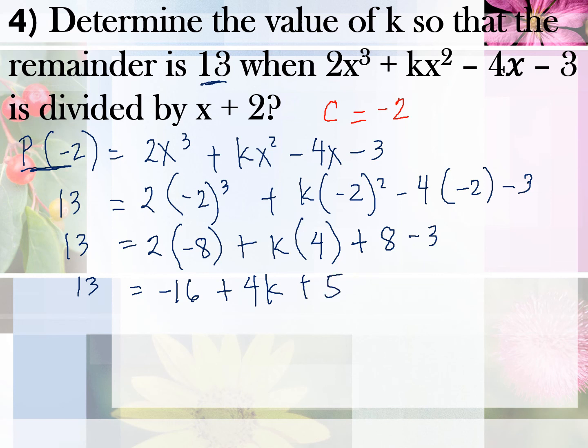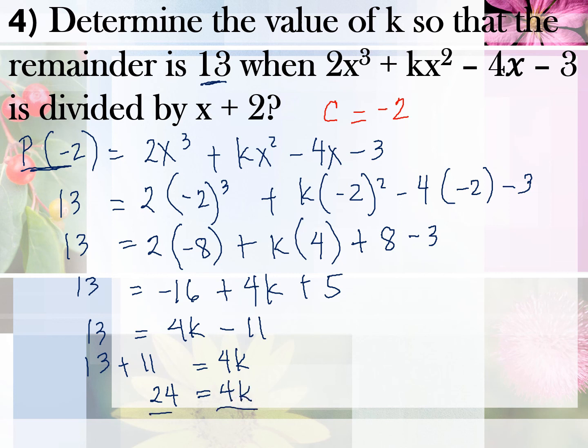Then, simplify na natin ulit. 13 equals, unahin natin yung 4k. Simplify na natin yung constant. Negative 16 plus 5 is negative 11. Then, transpose tayo ng negative 11 dito sa left side. So, magiging positive na siya. That is equal to 4k. And then, 13 plus 11, that is 24, equals 4k.